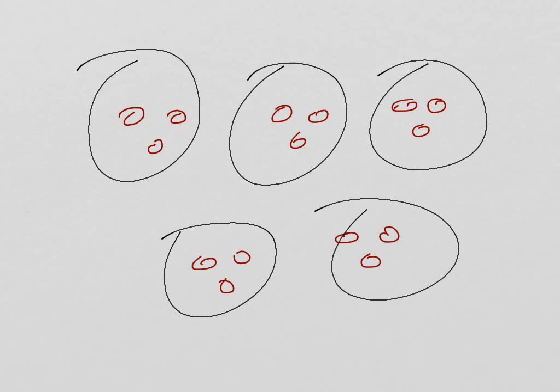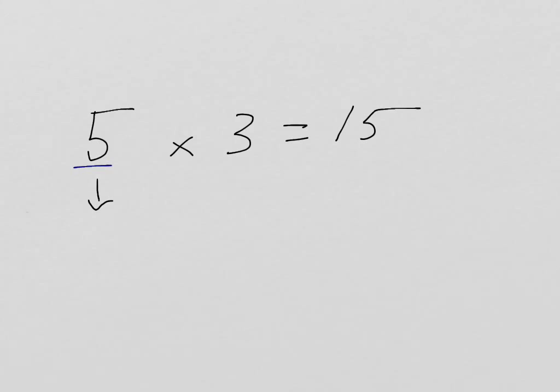Now, we can express this in the following way. We said that we had 5 groups, and there were 3 in each group, and that there were 15 in all. So let's break apart this number sentence, this multiplication expression. This first factor, remember that these two numbers are called factors, the numbers that we are multiplying together. They're each called a factor.